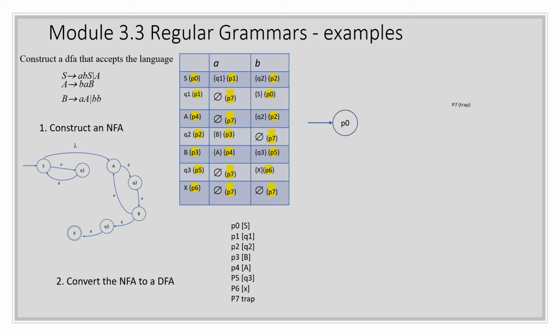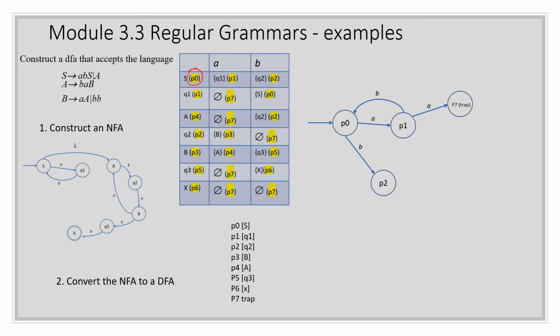So we're going to start at P0. P0 with an A, we will go to P1. P0 with a B, we'll go to P2. So you can follow, I hope, what I'm doing here. Just take a look at the highlighted ones. Don't look at the old names, just look at the new names. All right. So now I'm in P1. From P1 with an A, I'm going to go to P7 or the trap state, and P1 with a B, I'm going to go back to P0.